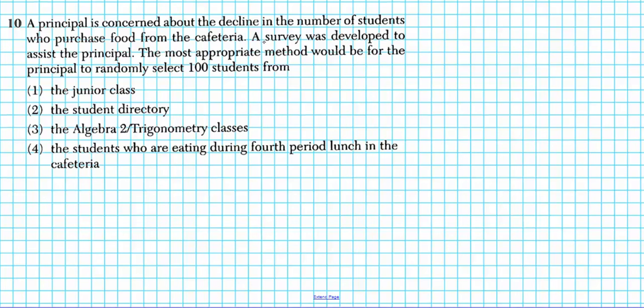The principal wants to conduct a survey. What is a survey about? This survey is a qualitative survey. Okay, is assessing the quality of what? The quality of the food, right? So it's a qualitative survey about the quality of the food in the cafeteria. Now, to determine what's appropriate, we have to make sure that we are selecting people who have done what? People who have eaten the food.